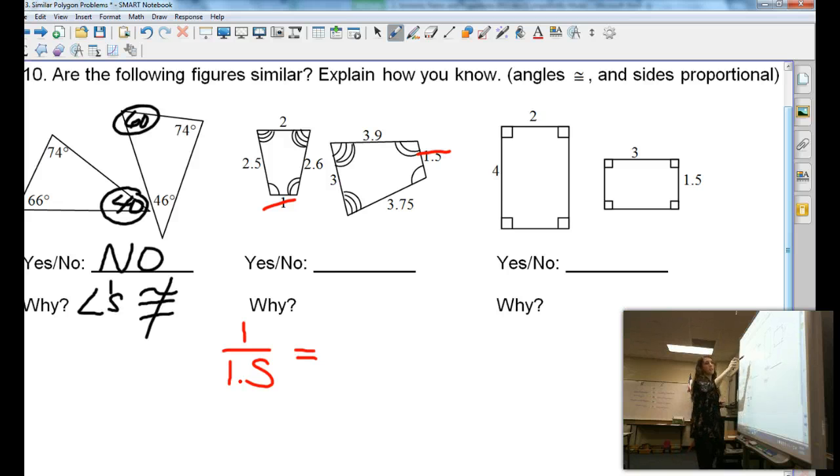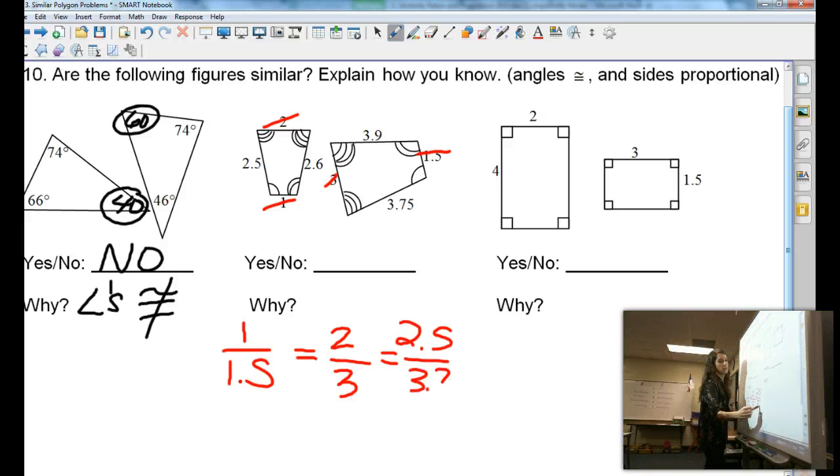All right. Next number in numerical order. 2. Very good. Next number in numerical order. 3. All right. Next number. 2.5. Next number. 3.75. And largest number. 2.6. And 3.9.